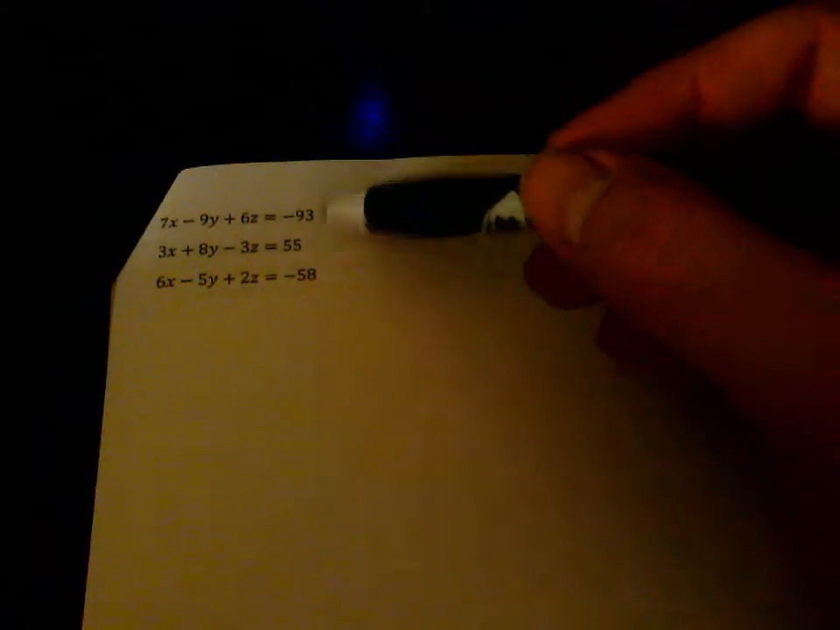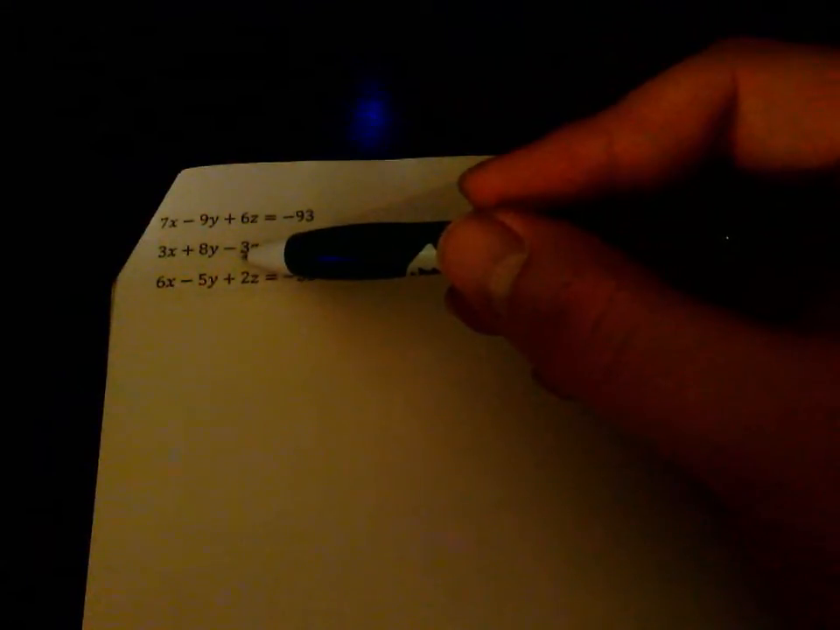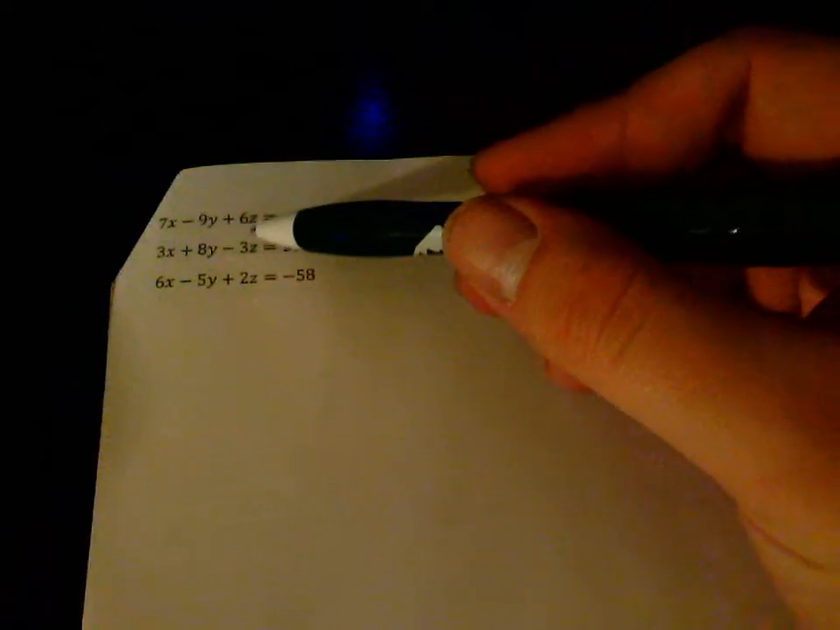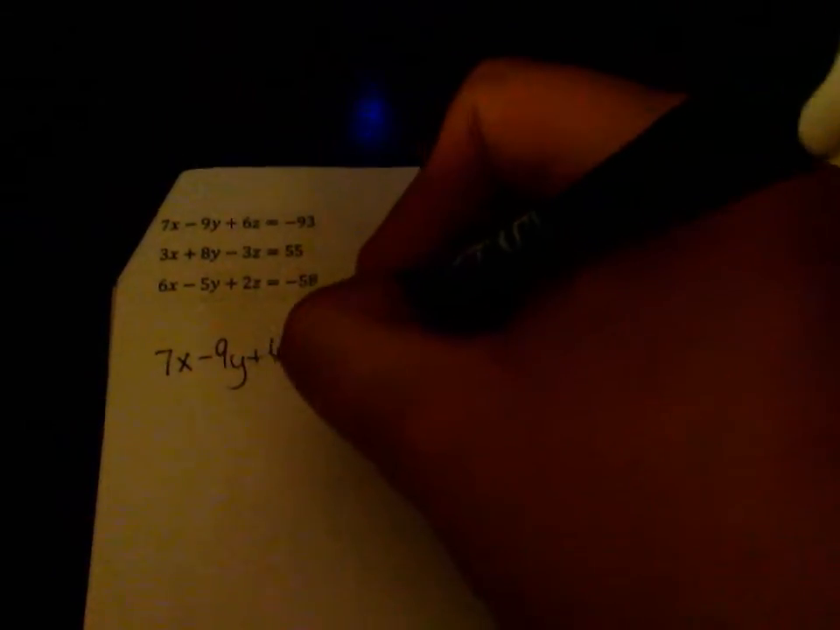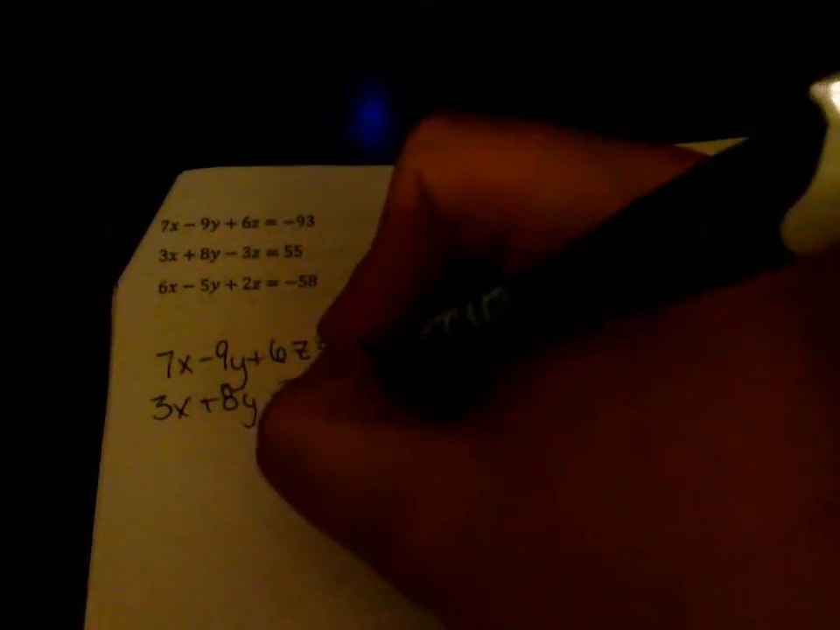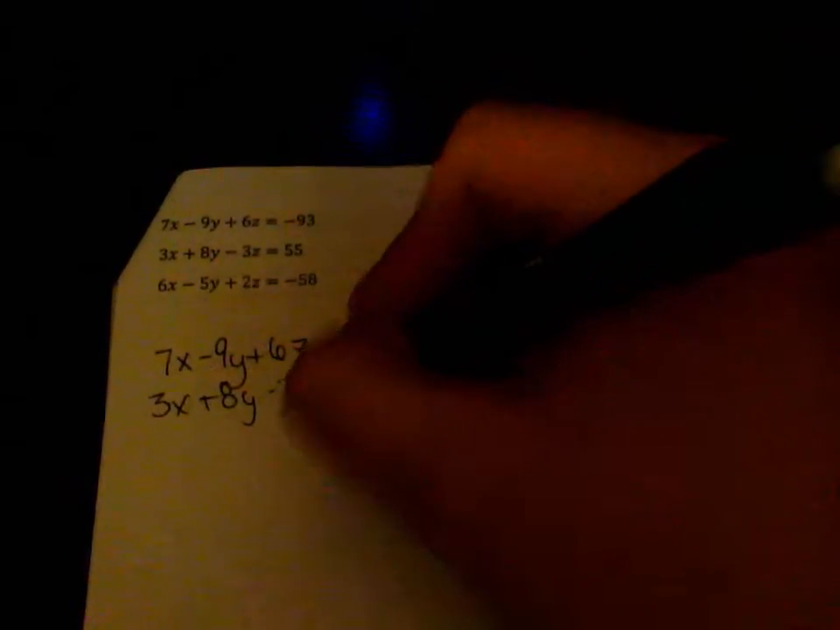So, I'm going to do these first two because I know negative 3 times 2 is going to give me negative 6, which is exactly where I want to be. So that's why I'm going to choose these. So that gives me 7x minus 9y plus 6z equals negative 93, and 3x plus 8y minus 3z gives me 55. Alright, now what I have to do next is I need to multiply this equation by 2.